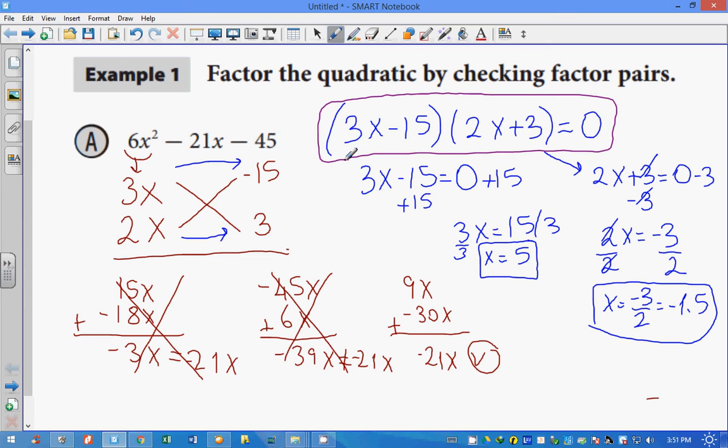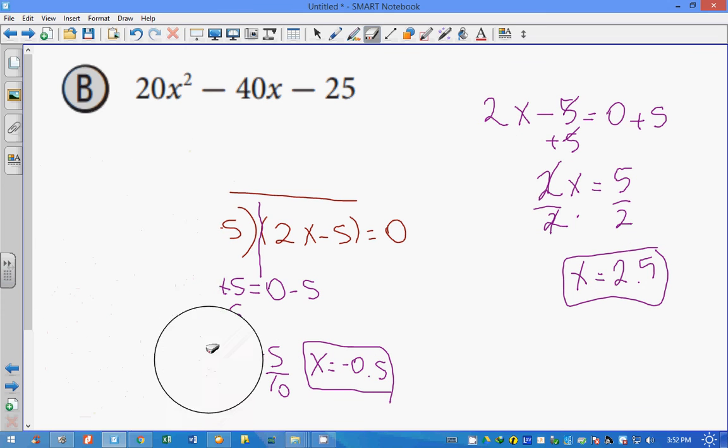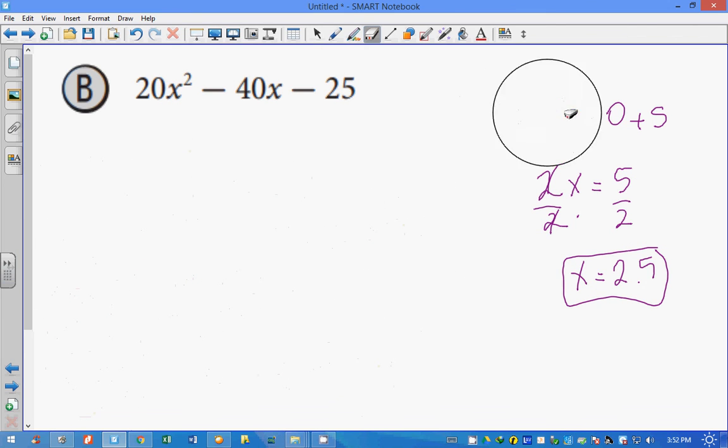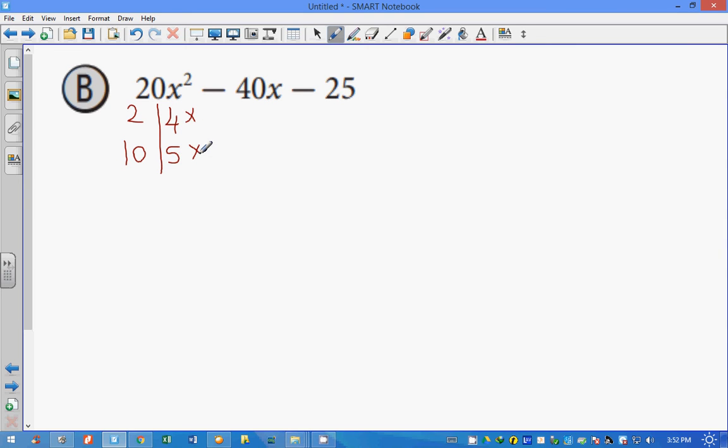All right, next problem. Let's talk about the next problem. Let me erase it first. So, guys, as you know, we have to start factoring the first number. We have two options for the factoring, 2 and 10, or 4 and 5. And x, because x squared can be factored as x and x. So how do you factor negative 25? It can be negative 5 and positive 5, or positive 5 and negative 5.